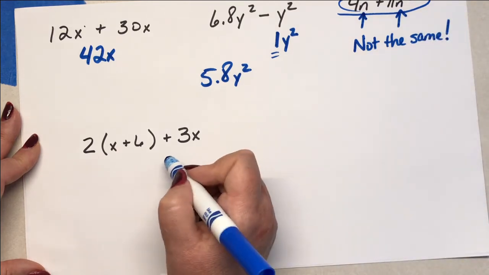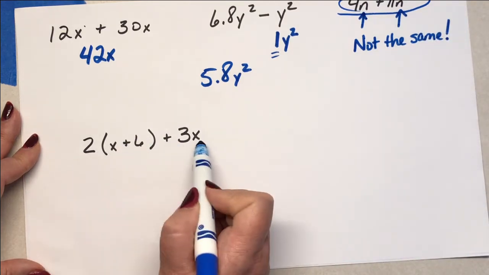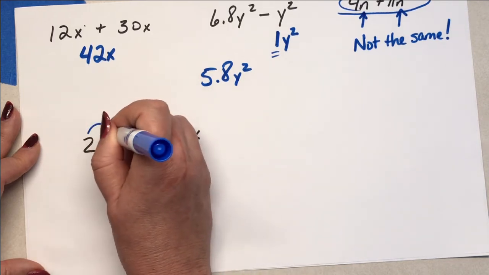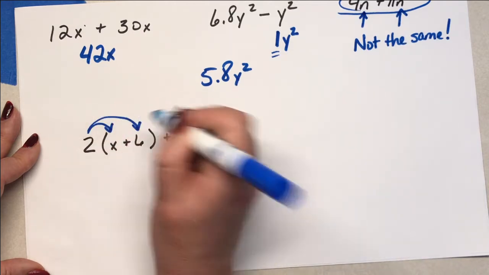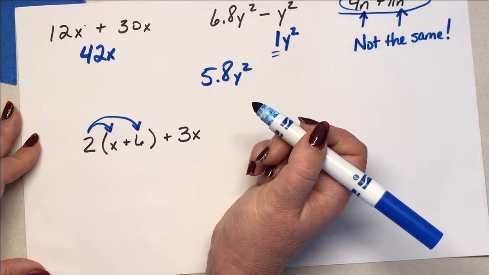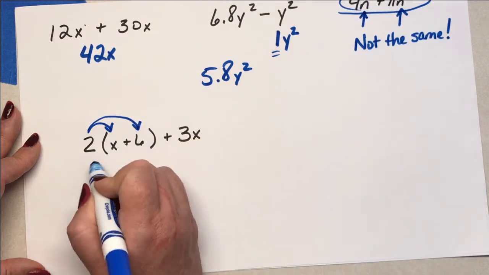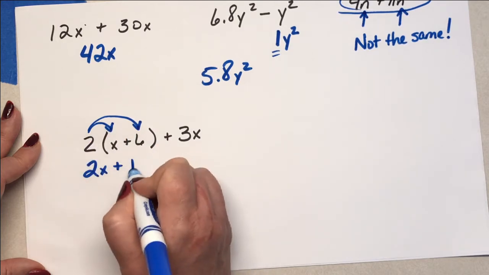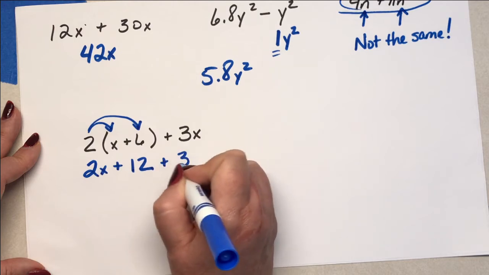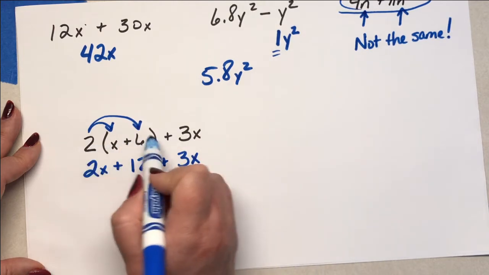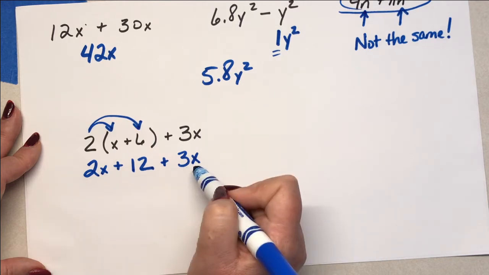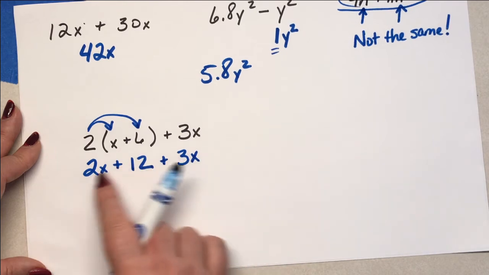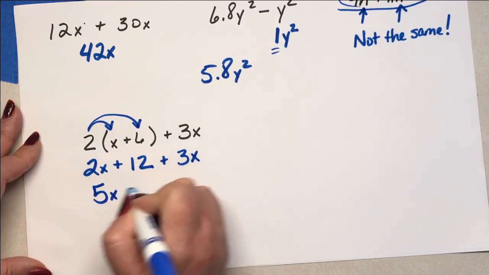The next thing they ask you to do is recognize, as you're combining like terms, the distributive property. So here, what they're asking you to do is distribute this 2 to both terms. So here we're going to do 2 times x is 2x plus, and 2 times 6 is 12. And then we get back to the plus 3x. So you've distributed this 2. Now you're going to combine like terms. 2x and 3x, because these are all pluses, 2x and 3x are 5x plus 12.